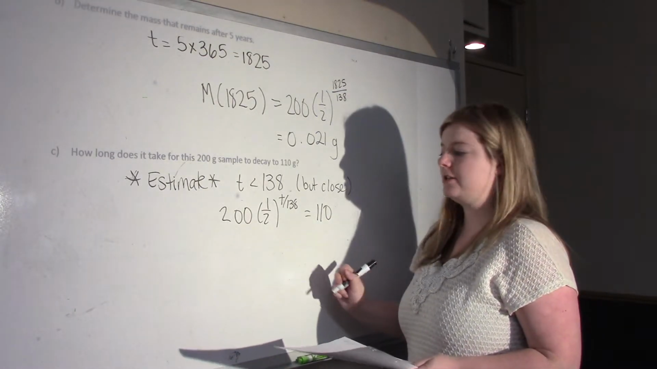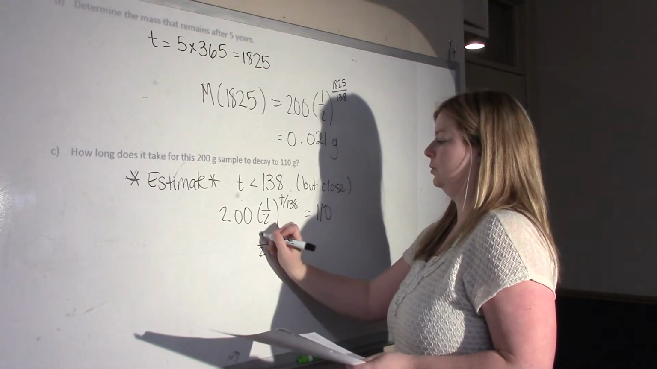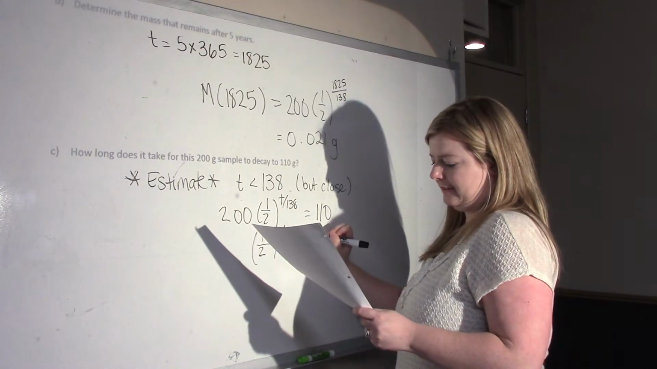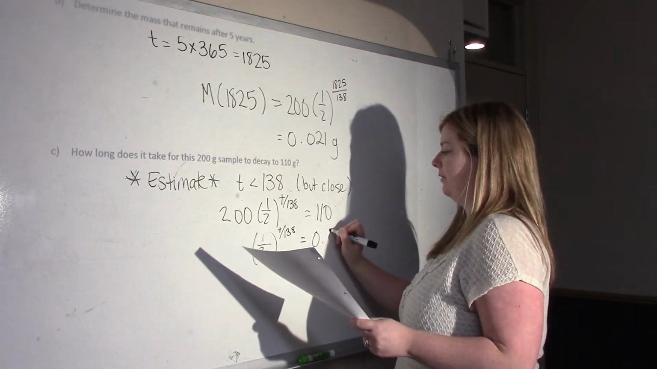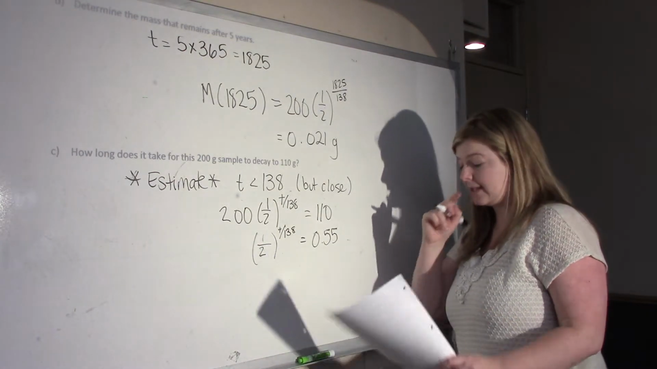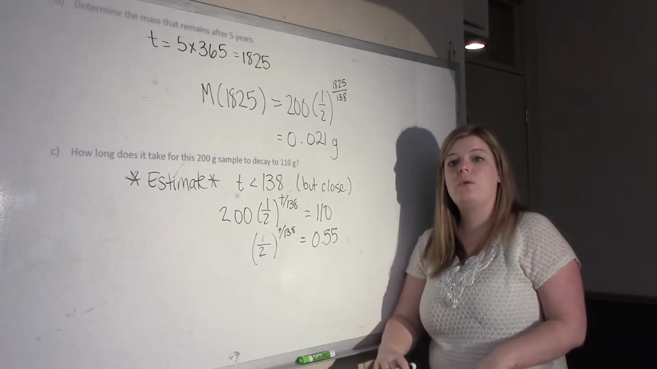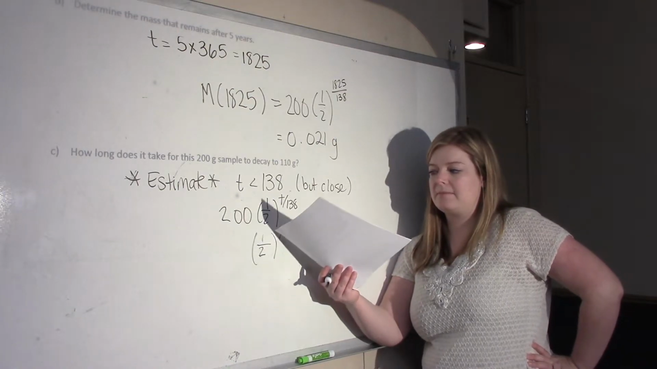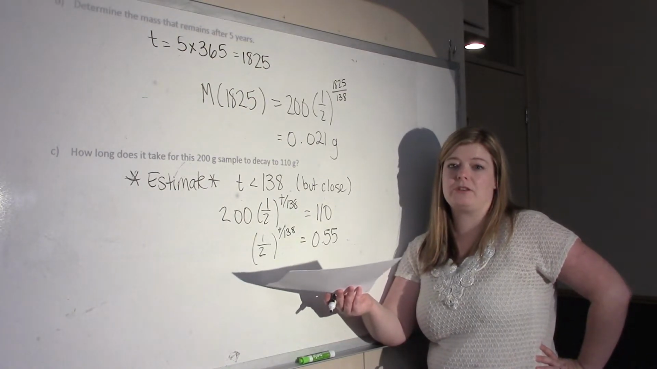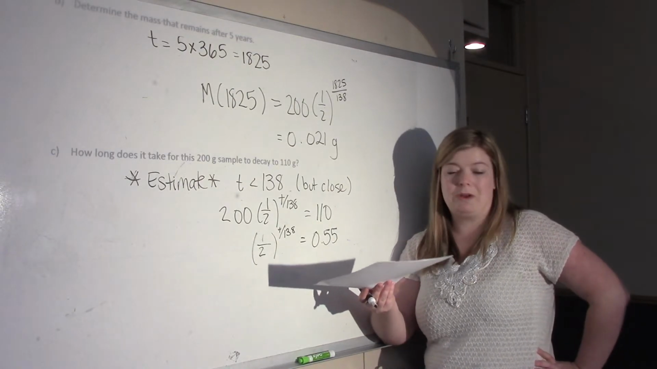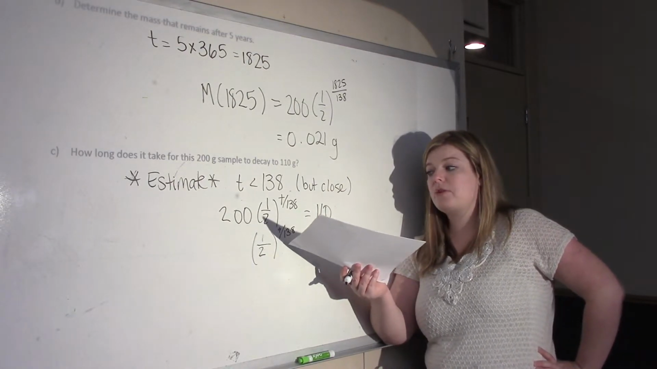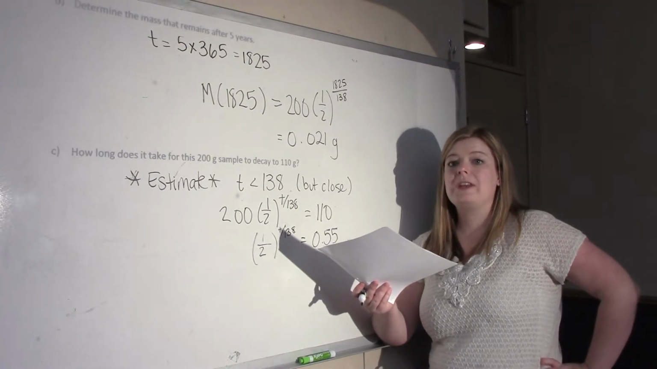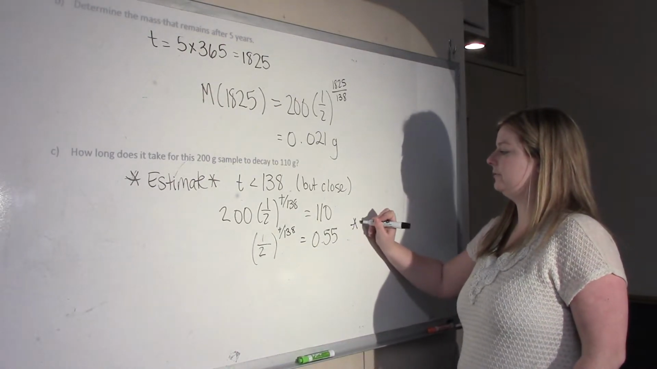Okay, so we can divide both sides by 200. And that gives us 0.55. But guess what? That's as far as we can go. There is no way that we can actually go any further. We cannot multiply both sides by 2 because this isn't being divided by 2. This is actually the base of an exponential function. So that operation, you can't do that. It wouldn't make any sense. You can also not multiply both sides by 138 because this is in the exponent. So now you're left with having to guess and check.